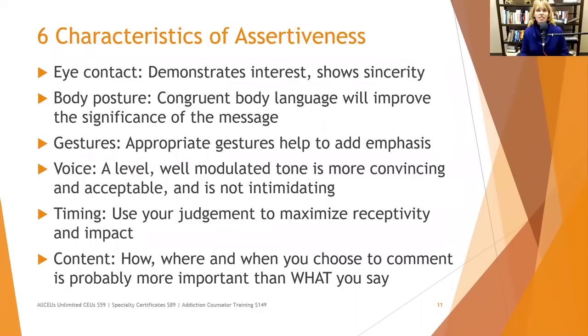Six characteristics of assertiveness. Eye contact demonstrates interest and shows sincerity. So you don't want to look down at the ground and fail to make eye contact. You also don't want to stare and bore your eyes into the soul of the other person. That can be considered aggressive. But having good eye contact, smiling when at all possible.